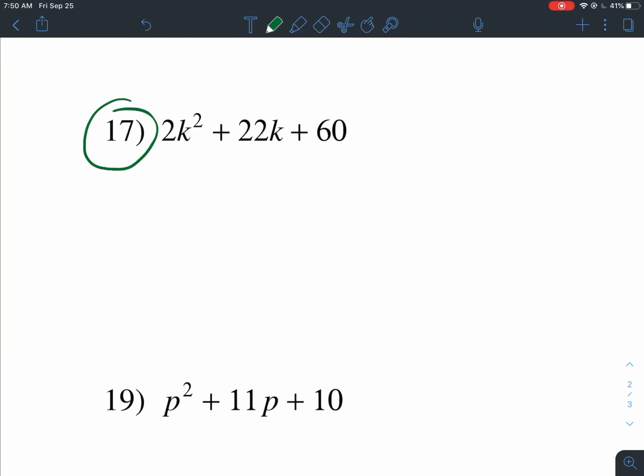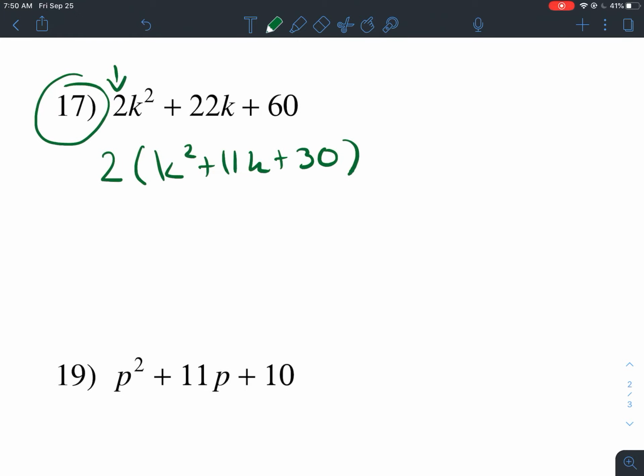Let's do one of these down here. So number 17. Now, if you notice, this one has a leading coefficient. But the ones we're going to do today, you're able to factor that leading coefficient out. So we end up with 2 times k squared plus 11k plus 30. All right, so I just factored that leading coefficient out. Then all I need to do is factor this guy.